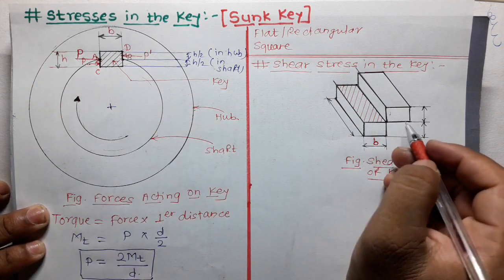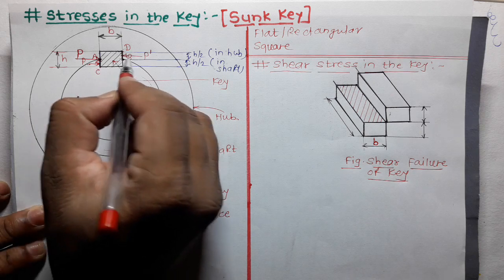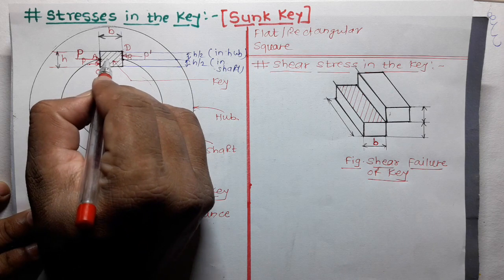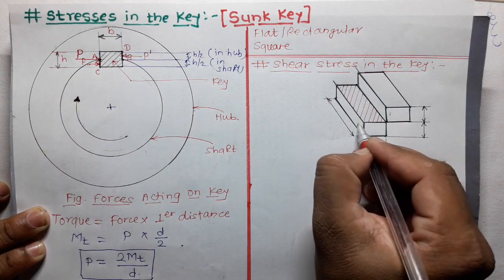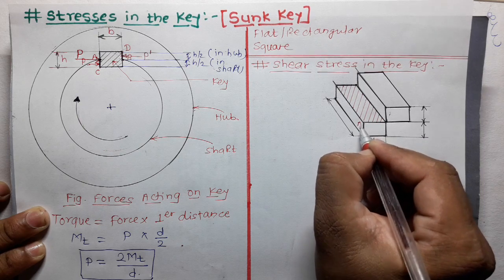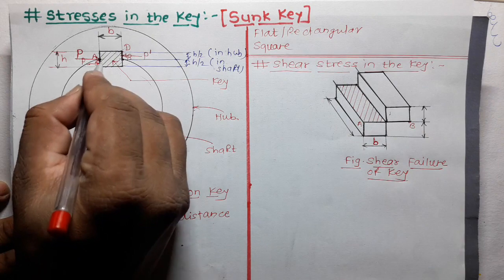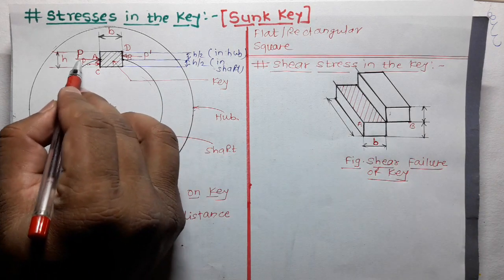In the shear failure, the half portion will remain in the shaft and half portion remains in the hub, and the failure takes place along this line AB. So this is point A and this is point B. The failure takes place along this line AB, which is a shear failure because it is parallel to this applied force P.